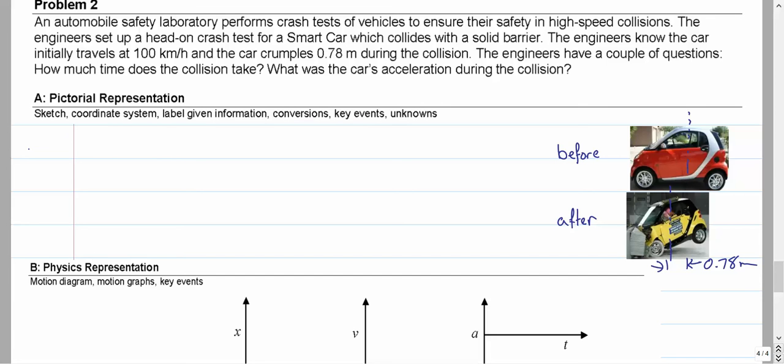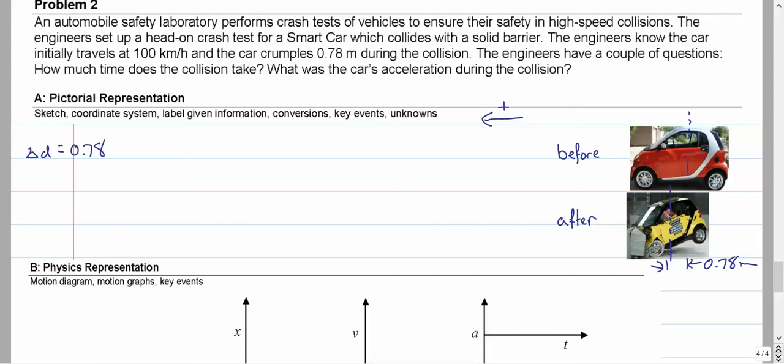So we can say that our delta D, the displacement of the car, is based on the assumption that we make, like I said before, that we're talking about an object as a point. So if we consider all of the mass at the center of the car, the center of the car has shifted over by 0.78 meters. And we're going to consider this direction to be our positive direction.